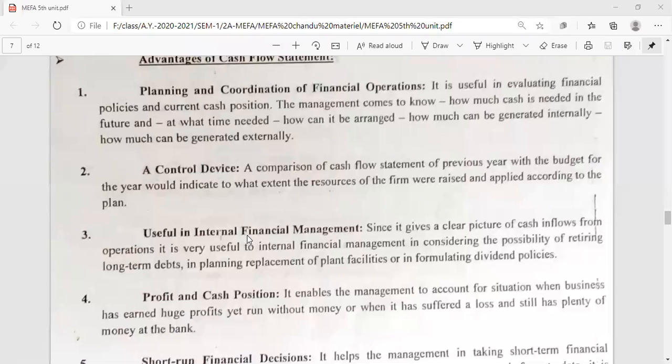Next, it is useful in internal financial management. This cash flow statement is helpful in internal financial management.